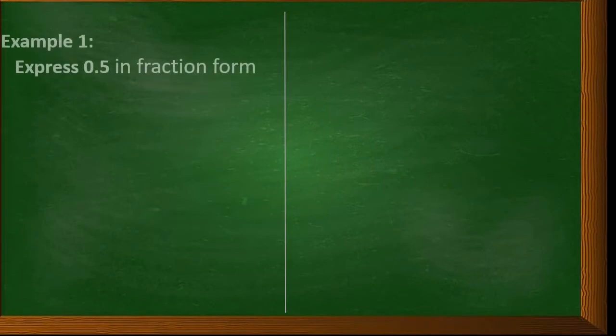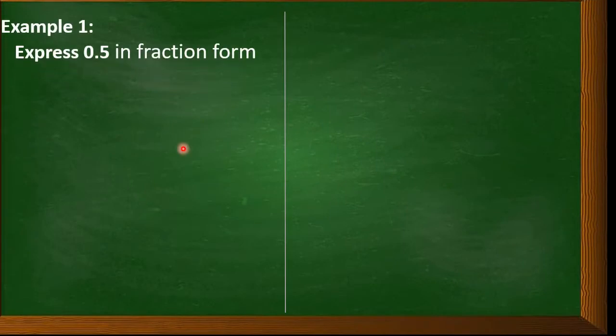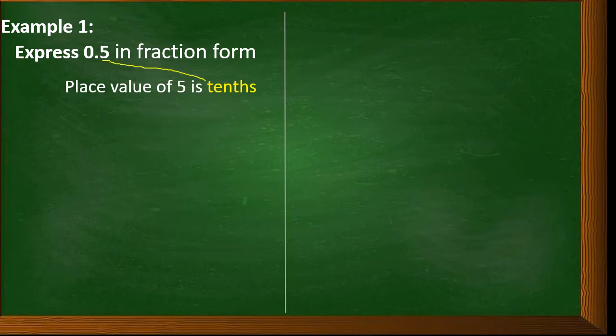Now let's have the first example. Express 0.5, or 5 tenths, in fraction form. Okay, first we have to determine the place value of the last digit after the decimal point. Since we only have one digit after the decimal point, we have to determine the place value of 5. And of course, the place value of 5 is on the tenths place. So meaning to say, the denominator of our fraction is 10.